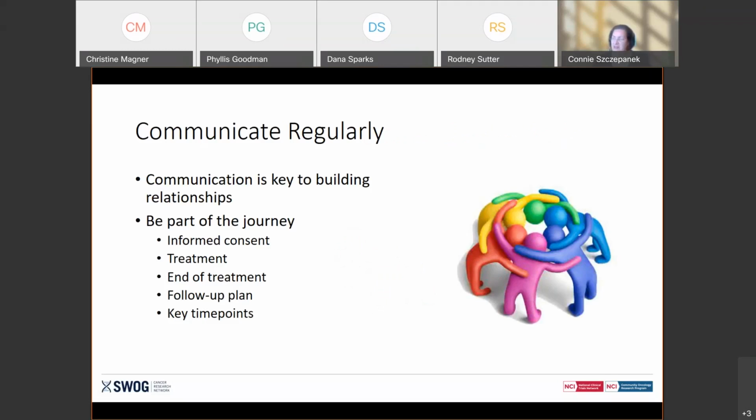And this huddle is everybody and everything and anything that helps take care of our patient, including the patient. It might be the clinic staff, it might be the office people, it might be just different resources over time. It might be the patient's family, but become part of their journey with them.